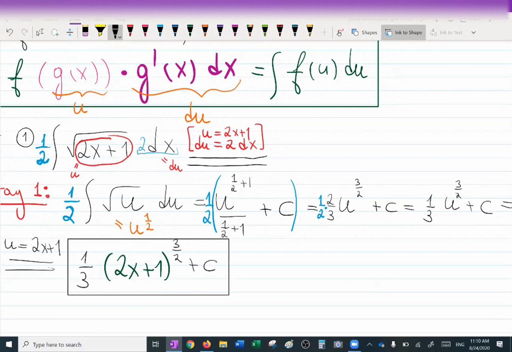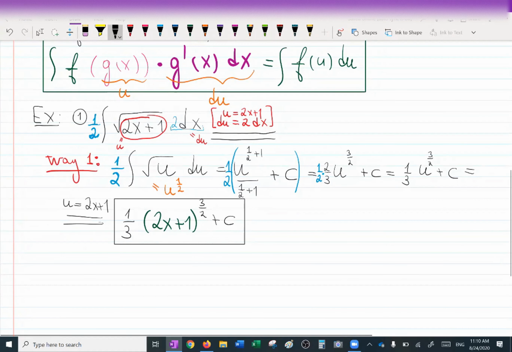That's the answer in terms of the original variable, parameter, whatever computer scientists call it. You can have lots of dummy variables. That's the answer with the original variable. And you can check yourself by differentiating this. It's supposed to match the square root of 2x plus 1. So that's way 1, matching the tail with du.